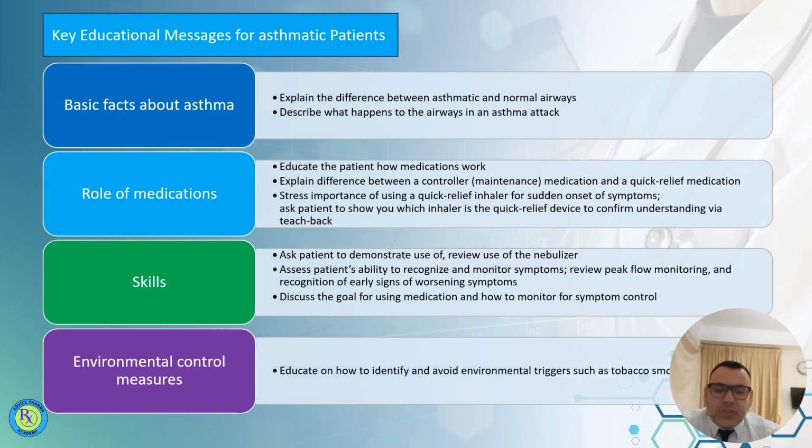Environmental control measures, like educating on how to identify and avoid triggers. As we mentioned, you need to inform the patient about the asthma triggers, how to avoid these triggers, and the most important one is tobacco smoke.